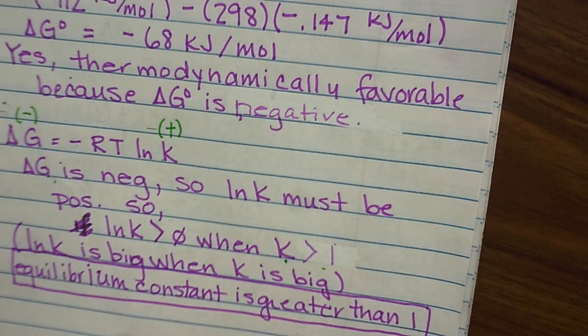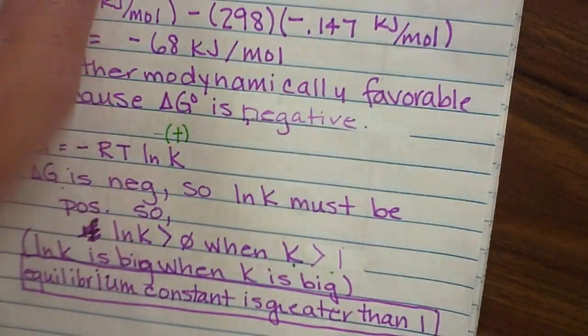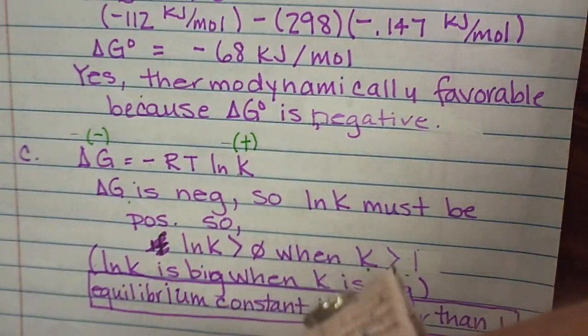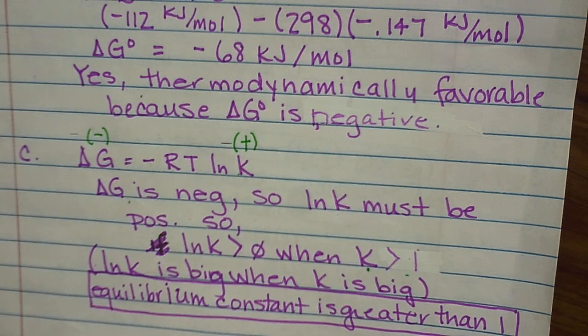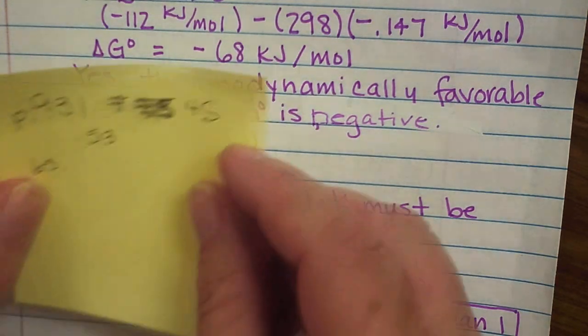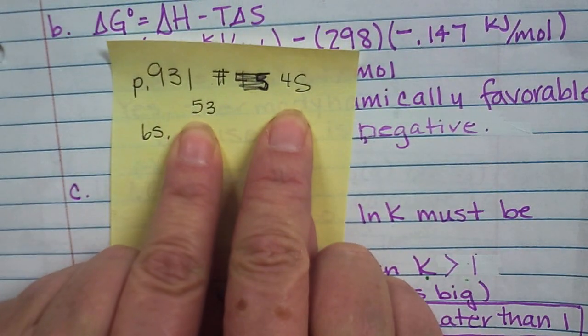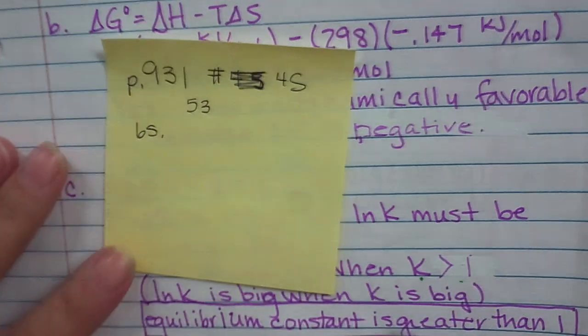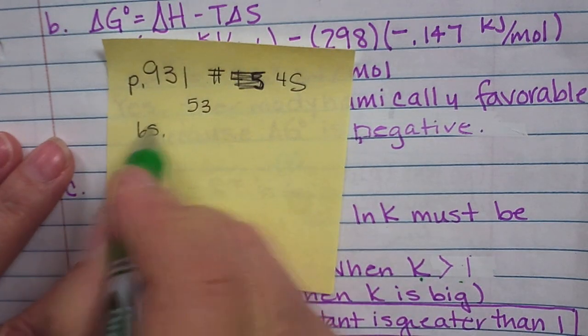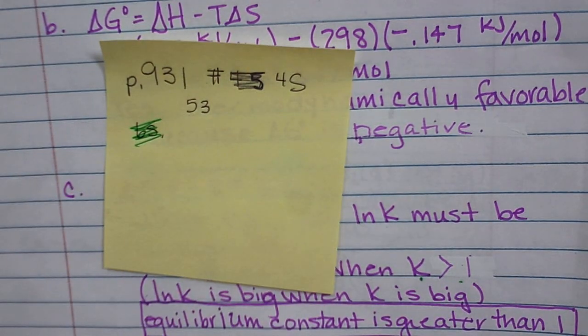All right. Does that help? Okay. Your homework tonight: 53 and 45, page 931, not 65. 53 and 45. Wait a minute. Yeah, 53 and 45. Okay? Get her done.